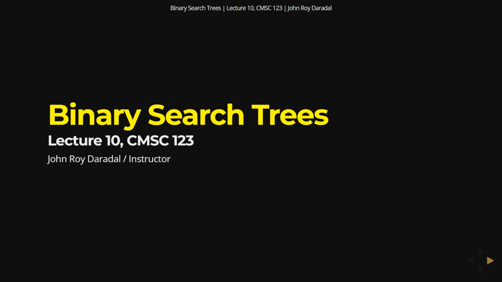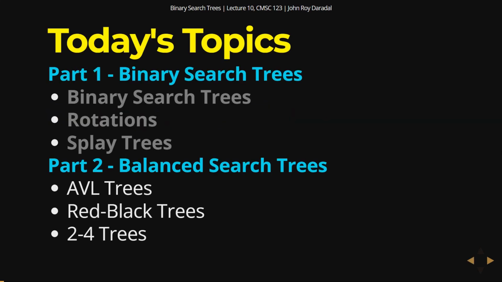Hello everyone, this is part 2 of lecture 10 in ComSci 123, Binary Search Trees. In the part 1 video, we introduced the concept of binary search trees. So they are binary trees that follow the BST order property, and that is the keys in the left subtree should be less than the key in the node, whereas the keys in the right subtree should be greater than the key in the node.